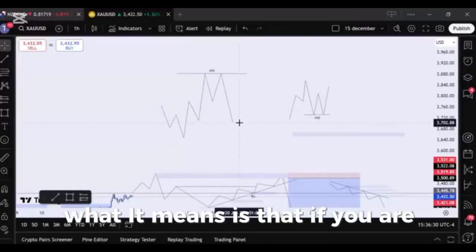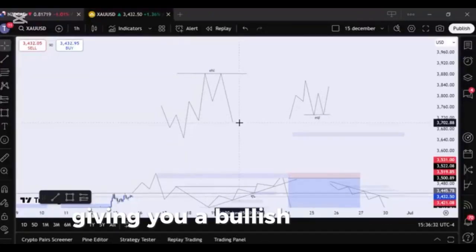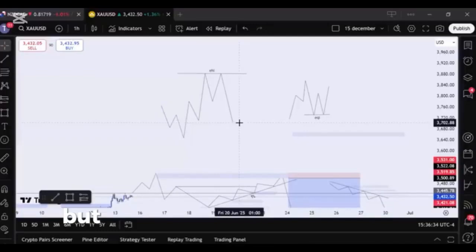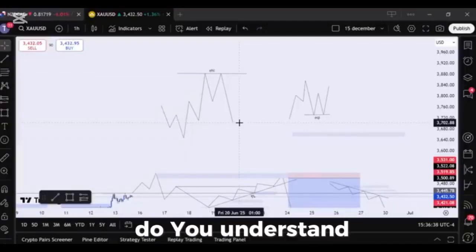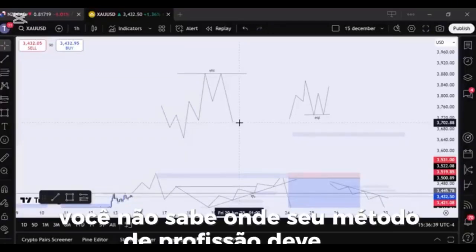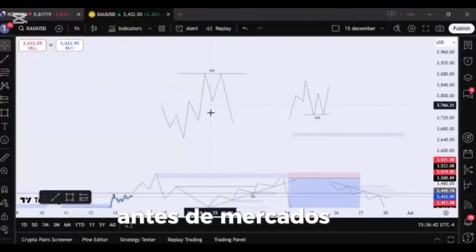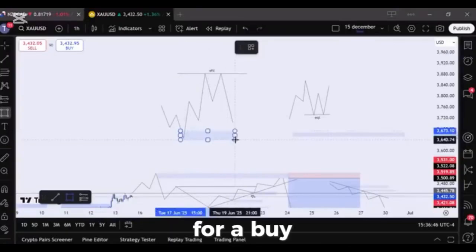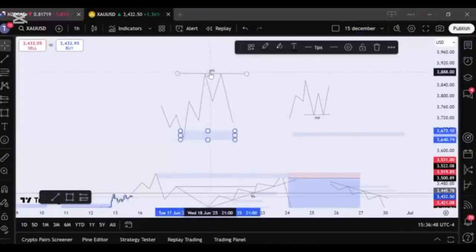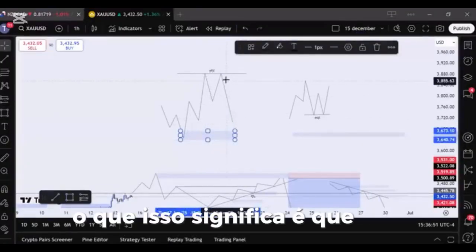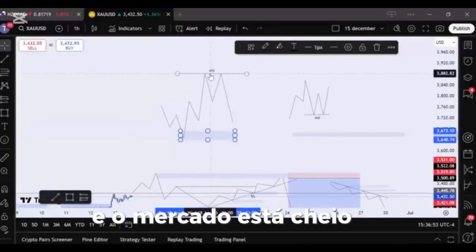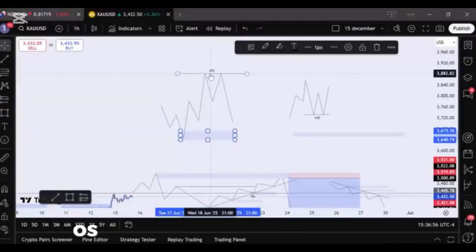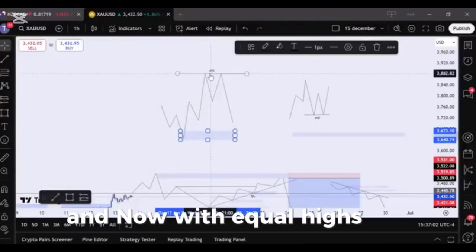But what it means is that if you are bullish now, your analysis is giving you a bullish move. You have your buys in place, but you don't know where your take profit level should be. Do you understand? You're still skeptical, and you observed that before the market started approaching this zone, let's say this is your zone for a buy, it gave you an equal high liquidity. What it means is that there's liquidity here in the market, and the market is filled with liquidity. Wherever liquidity is in the market, price will want to drive there to clear that liquidity. Same as trendline liquidity, and now equal highs and equal lows liquidity.